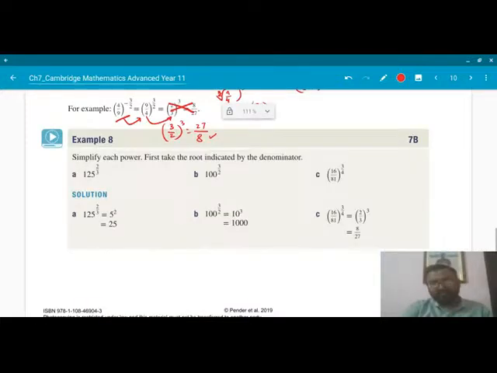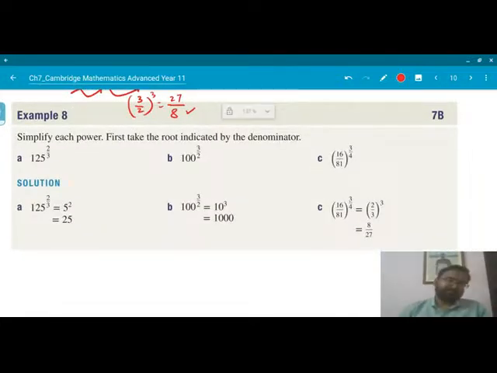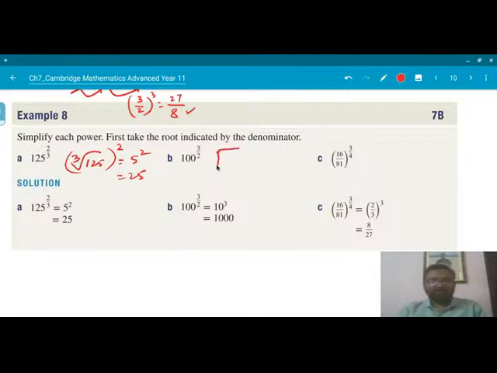Similarly, we can simplify each power. Is it a negative power? No. In the denominator, the cube root of 125, whole power 2. The cube root of 125 is 5, and 5 power 2 is 25. And the square root of 100, power cube. The square root of 100 is 10, and 10 power cube is 1000.